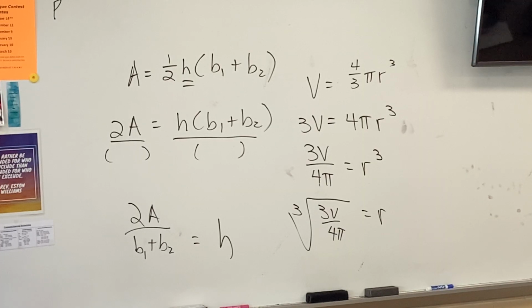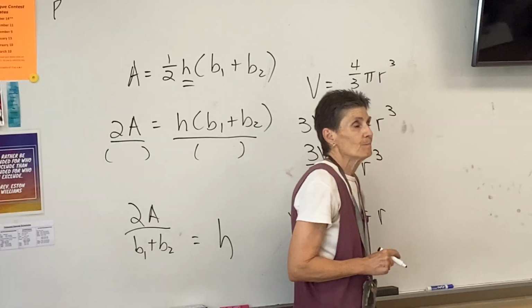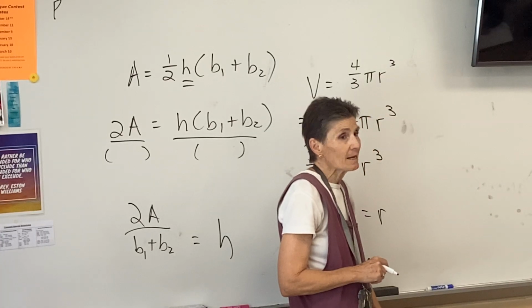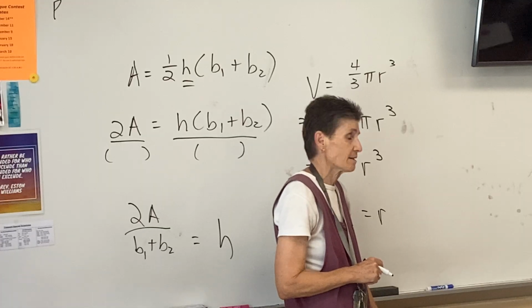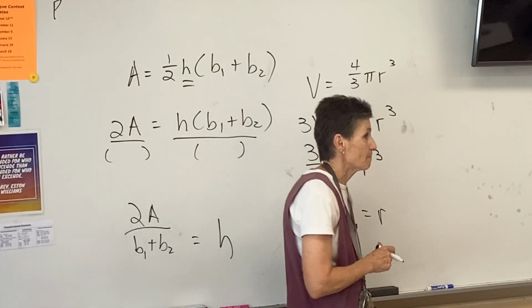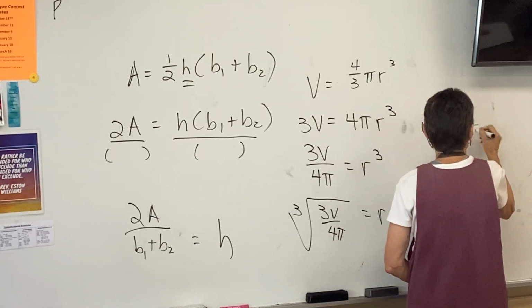Point slope form of a line, what's that look like? Who knows? Point slope form of a line. You guys had Mrs. Ludington. You did point slope form of a line, because that's like her favorite. Patrick? Y2 minus Y1 equals slope times X minus X1.